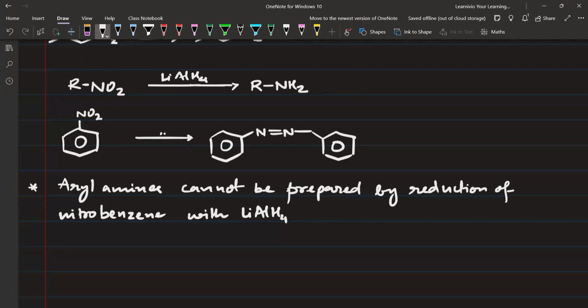Raise your hand, then we are going to move on to the next method of preparation. Okay. Right, next, reduction of nitriles.